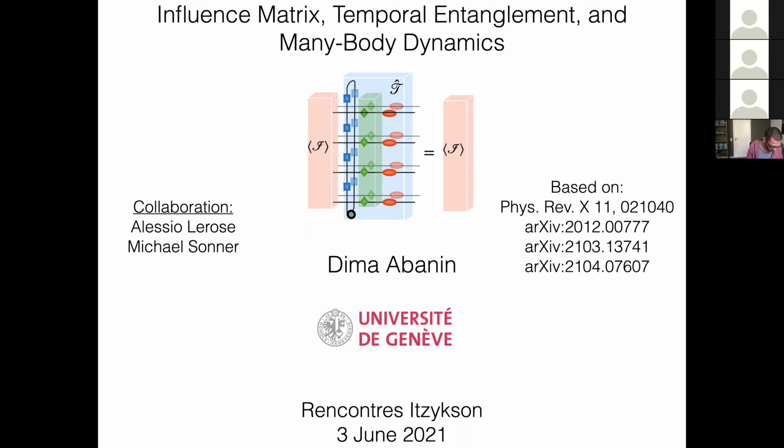So today I'll tell you about what we call the influence matrix approach to many-body dynamics. And you will see that temporal entanglement, which I will introduce, plays a key role in this approach. I will discuss several applications ranging from thermalizing systems to many-body localization. It's based on a series of papers that we wrote over the last year with Alessio Lerose and Michael Sonner here in Geneva. And please do not hesitate to interrupt me if something is unclear.